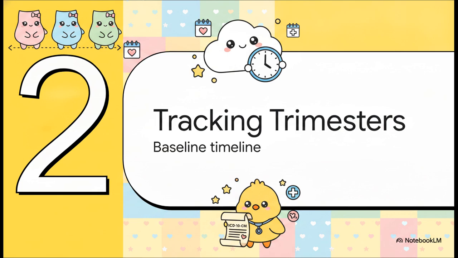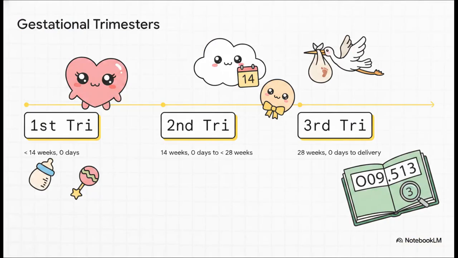Section 2. Tracking trimesters. Building the baseline timeline. Now, what's really interesting about this slide is how ICD-10-CM Chapter 15 creates a very strict, standardized timeline for all patients, regardless of whether they're considered high risk or not. The clock starts ticking on the first day of the woman's last menstrual period, so the first trimester is anything less than 14 weeks, 0 days.